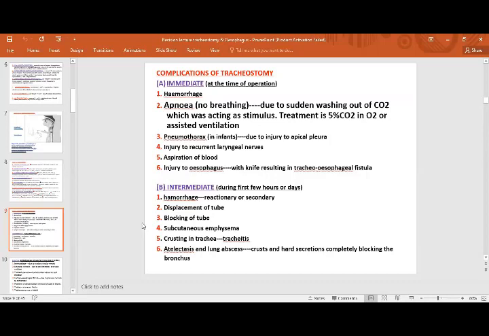Now, intermediate complications during the first few hours of the first day: again hemorrhage. When we shift the patient from the theatre, hemorrhage is one of the complications. Or during shifting of the patient, there might be displacement of the tube. Blocking of the tube is very important, so continuous suction should be done. Then subcutaneous emphysema, crusting in trachea, tracheitis, atelectasis, lung abscess. Pneumothorax could occur only when we go very low down and injure the apical portion of the pleura.